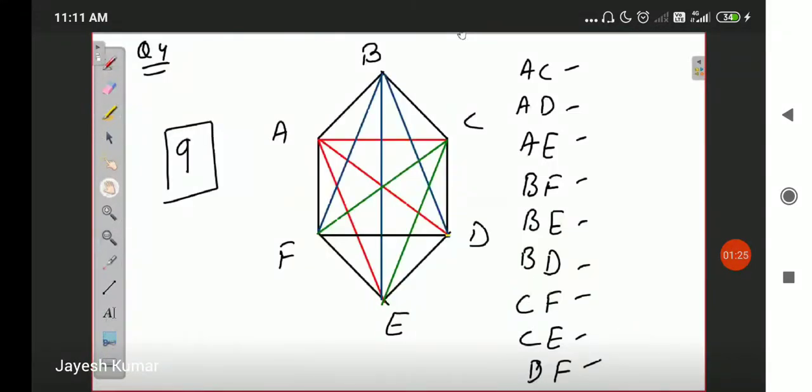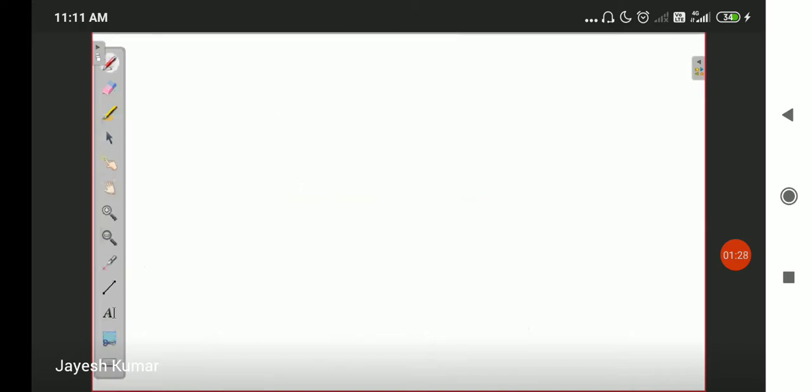9 on our hand. I did question number 9 C and D part. Now I am going to do question number 9 A and B part, which I left for you, but some of the students have asked about it. So question number 9 A part, first of all, let me draw the diagram for you.